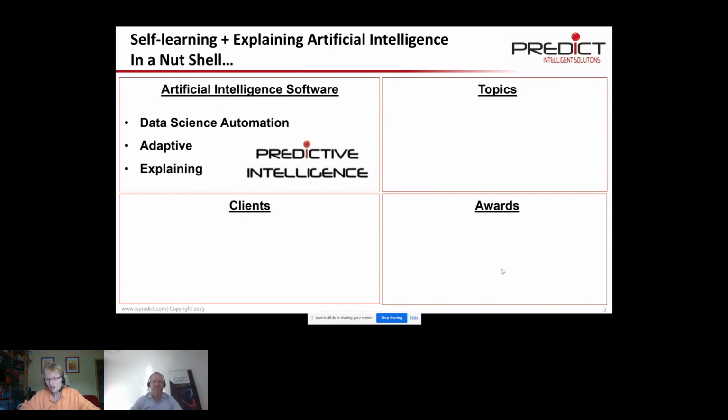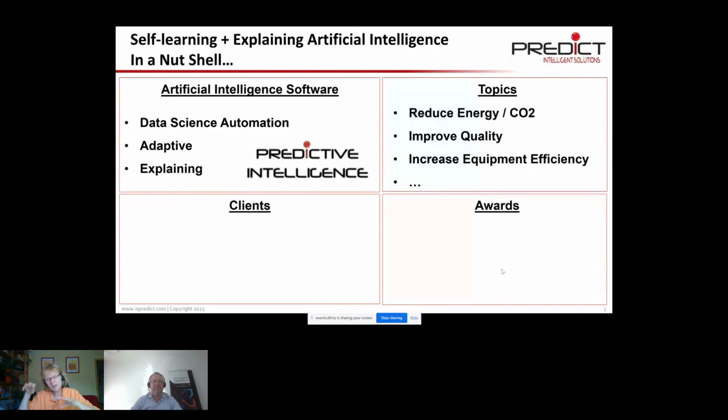We have won many innovation awards. You will see it later on. And the topics our clients are interested in are reducing energy costs, obviously getting more and more important, and improving quality. We are mainly working with clients in Germany and Europe. And of course, here the salary is higher than in Asia, so the products have higher prices and they must be very good in quality.